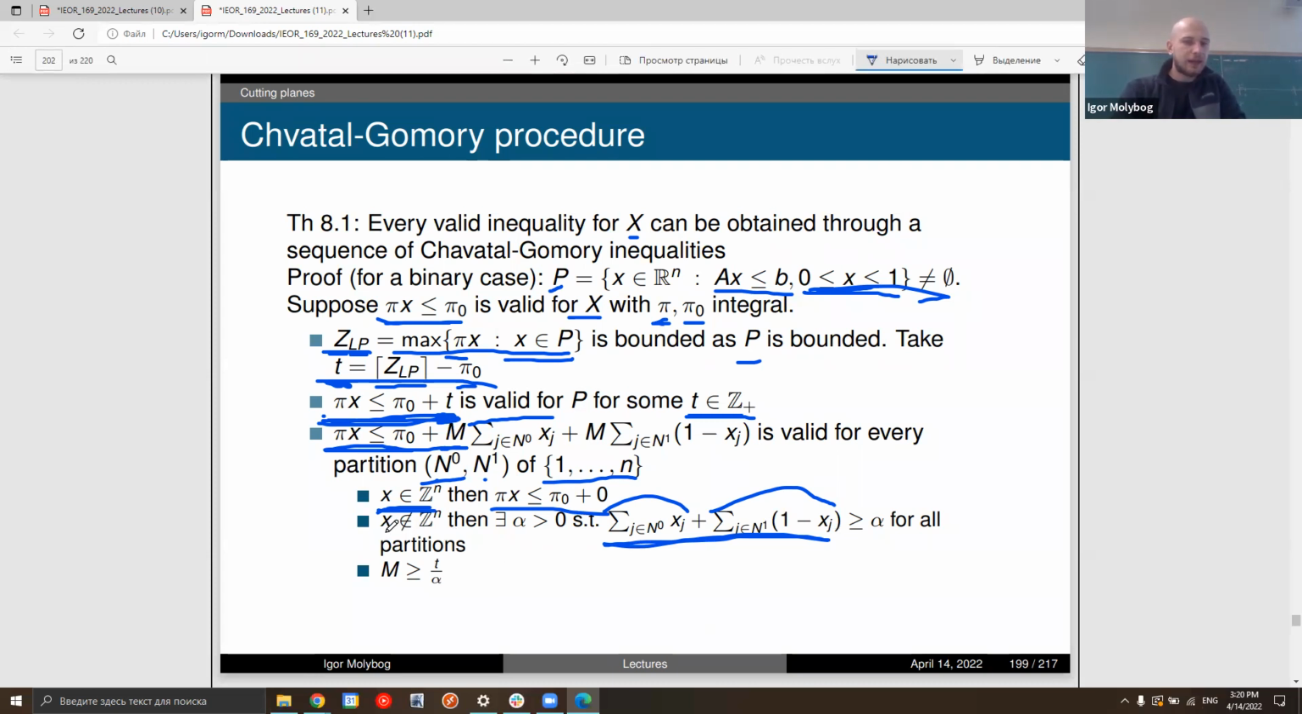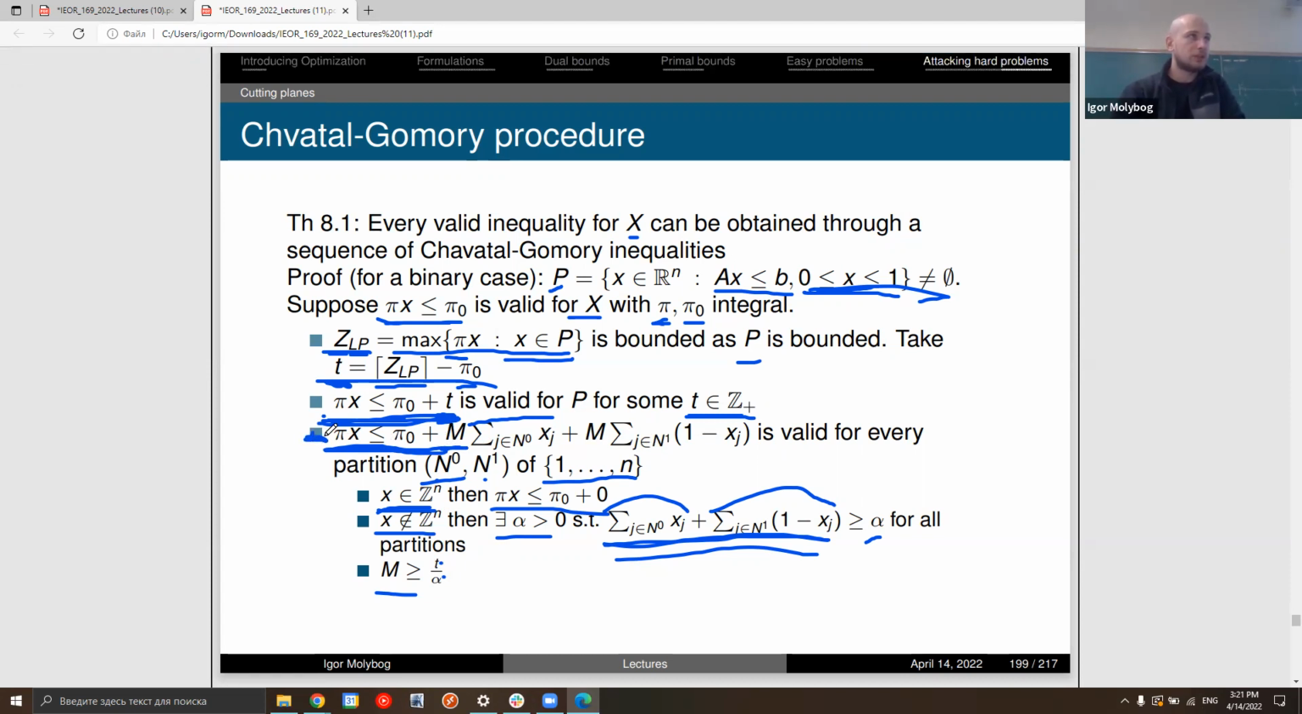So I wanted to say that if x is not integral, then there exists alpha such that this thing over here, the left-hand side, is greater than or equal to alpha for all partitions, and then we can just take m being greater than or equal to, or just equal to, t over alpha. And if we do that, our statement over here on the top is true. So this inequality over here is in fact a valid inequality. We were able to find m such that it's a valid inequality. Do you agree with me? Cool.